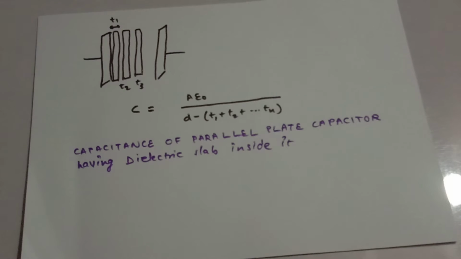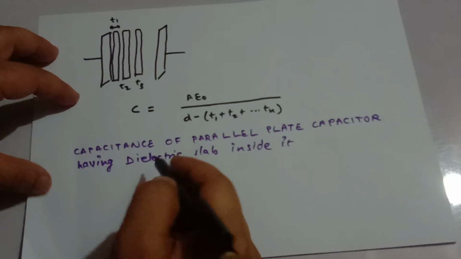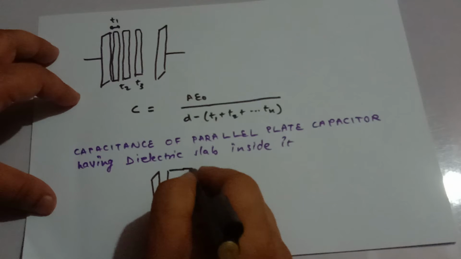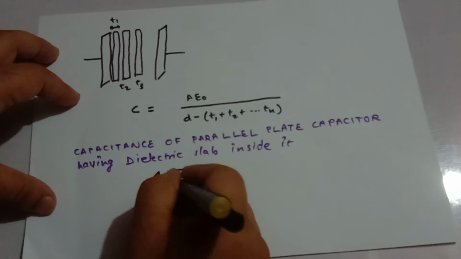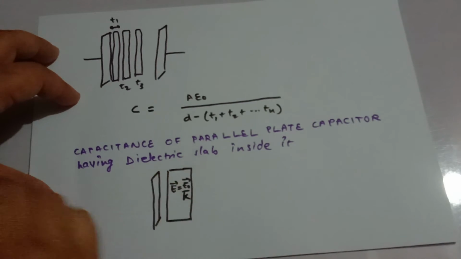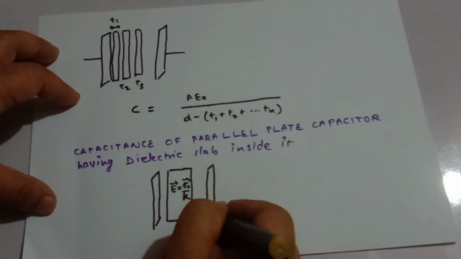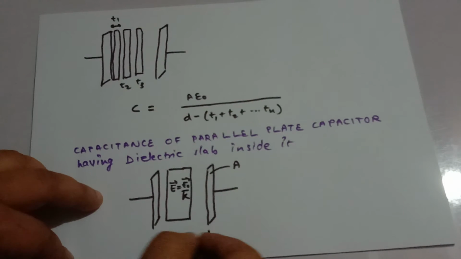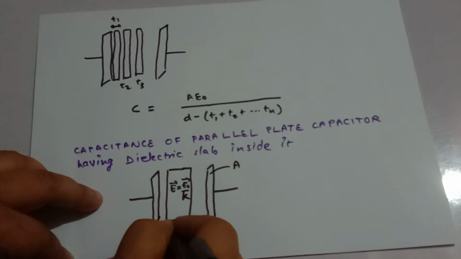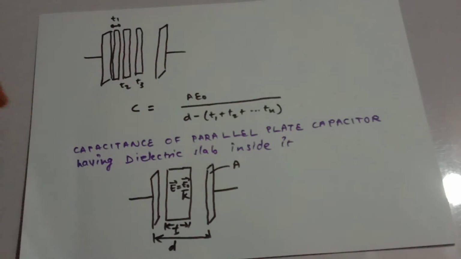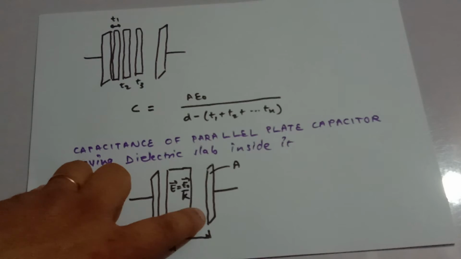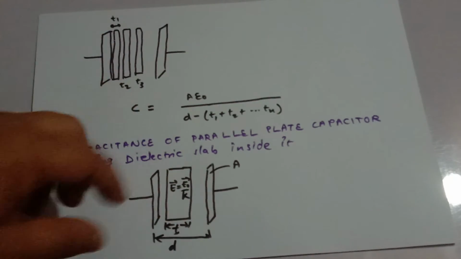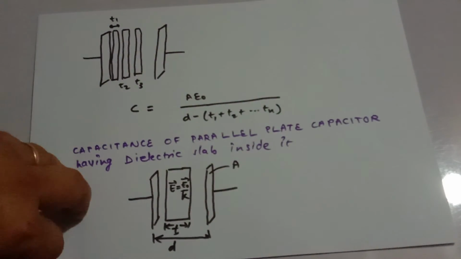Very simple. Suppose here there is a parallel plate capacitor, and now we have put a slab which is dielectric, and we know that the electric field in this case would be E naught divided by K. The parallel plate has area A and distance D, and the thickness of this dielectric slab is T. Obviously the thickness of the space where there is no dielectric, only vacuum, would be D minus T.